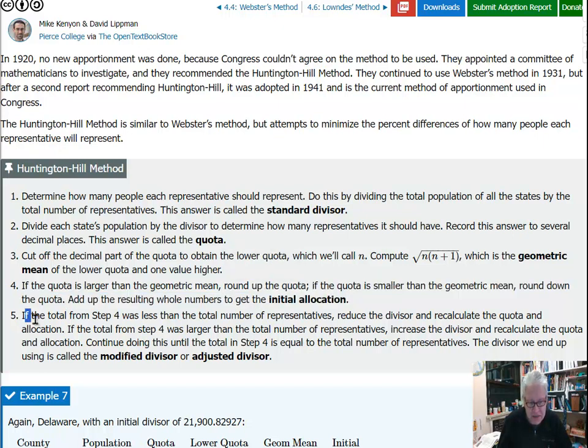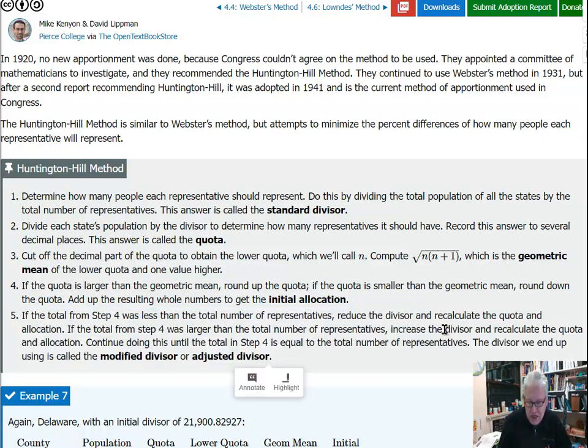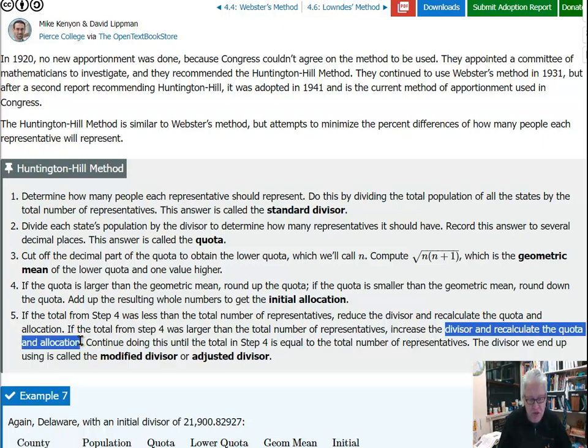The 5th step is a correction step, where it says change that standard divisor, recalculate the quota and the allocation, because the Huntington-Hill method might give a number that is larger than 435 or smaller than 435, and it needs to be adjusted. And again, you will see how that is being done.